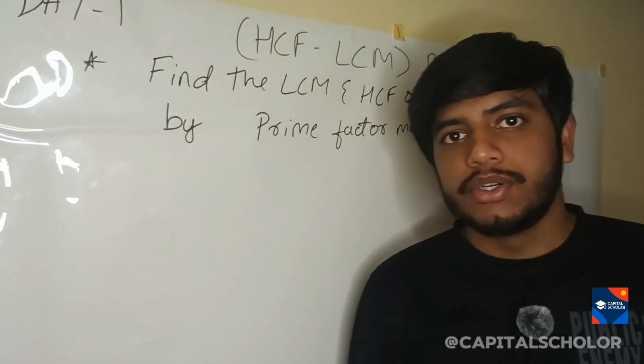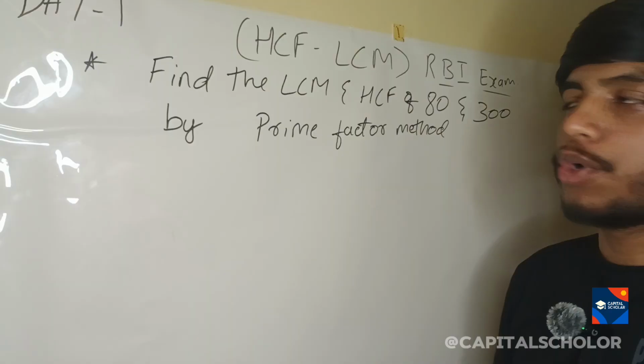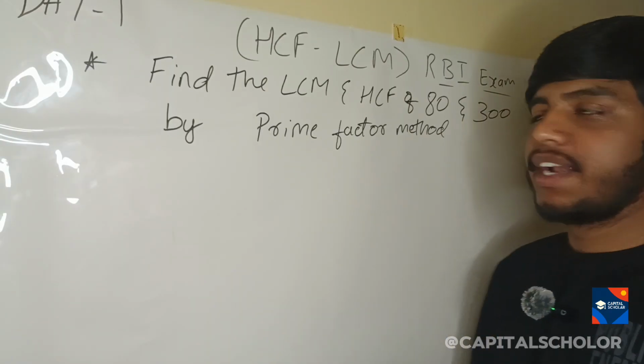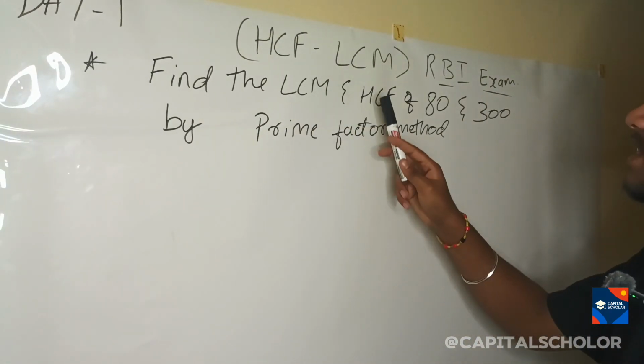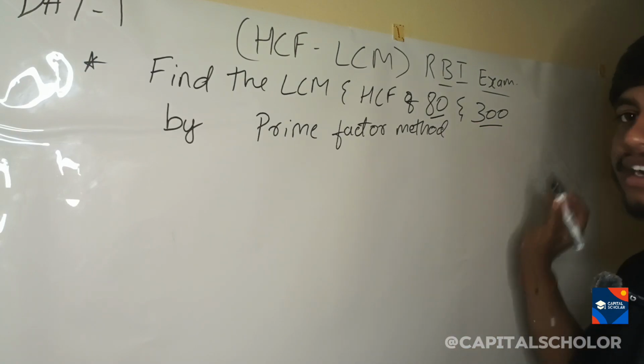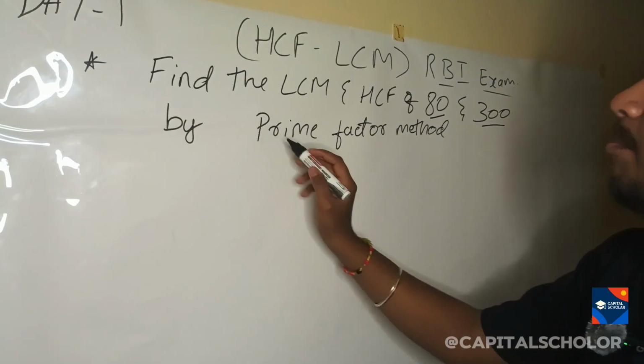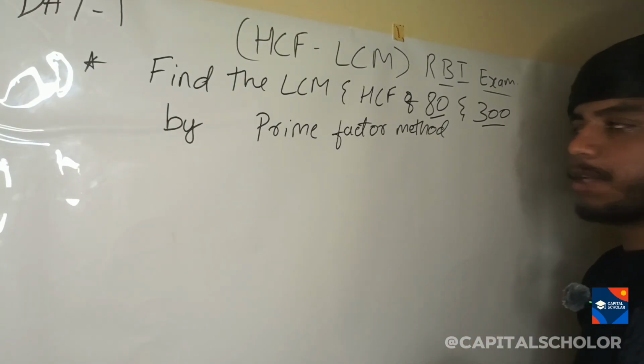Now let's do the first question. I'm starting with a basic question so you people can understand. Find the LCM and HCF of 80 and 300. They will say use the prime factor method, but we can do it in any method.